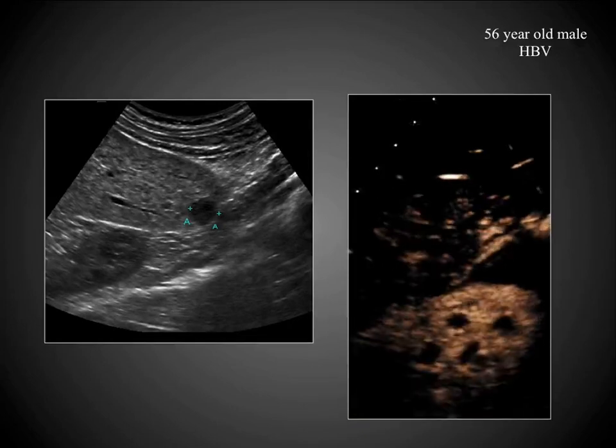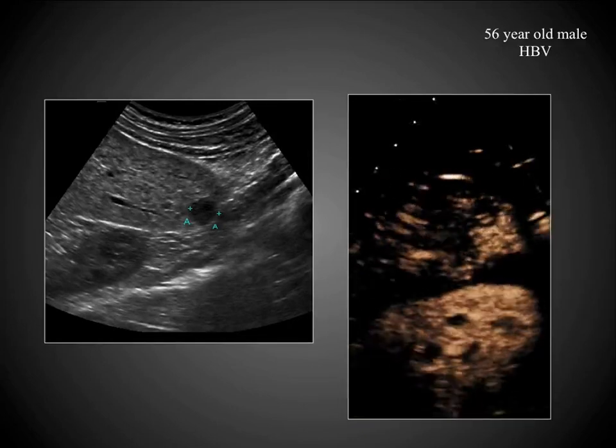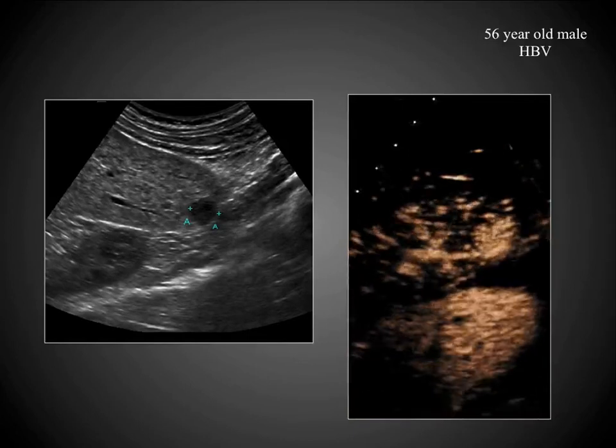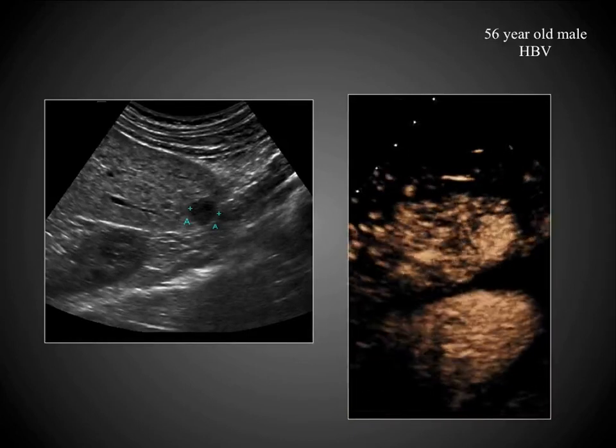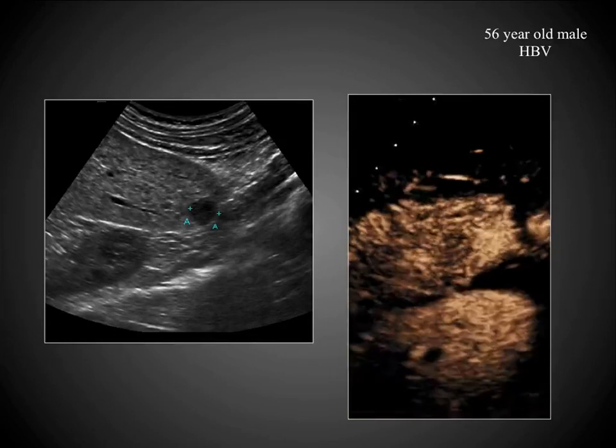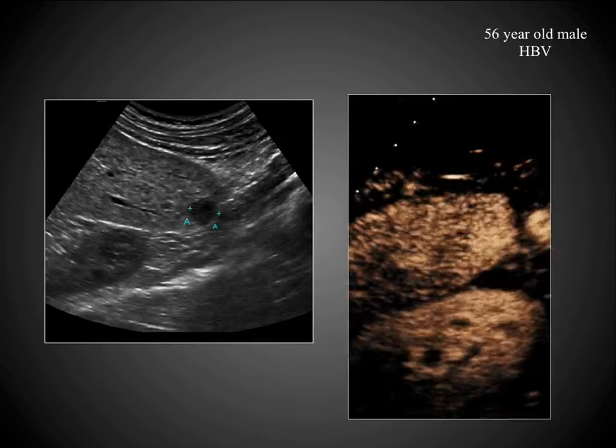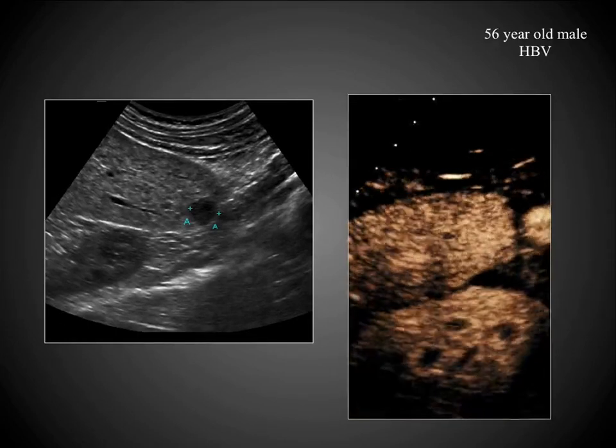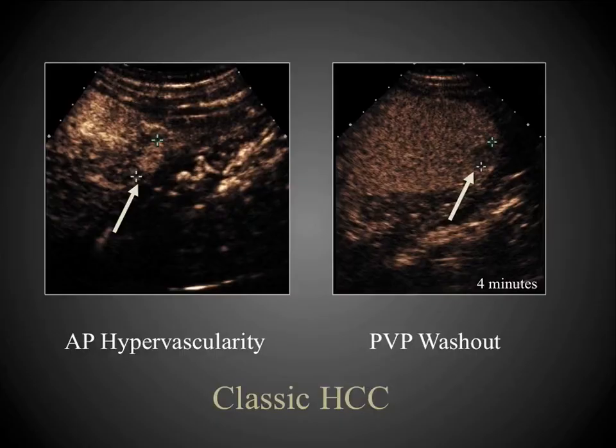Lastly, we show a very compelling case of an occult nodule on CT and MR scan. Surveillance ultrasound identifies a nodule in segment 5. CEUS of the nodule shows arterial hypervascularity. The nodule demonstrates a classic enhancement pattern of HCC.